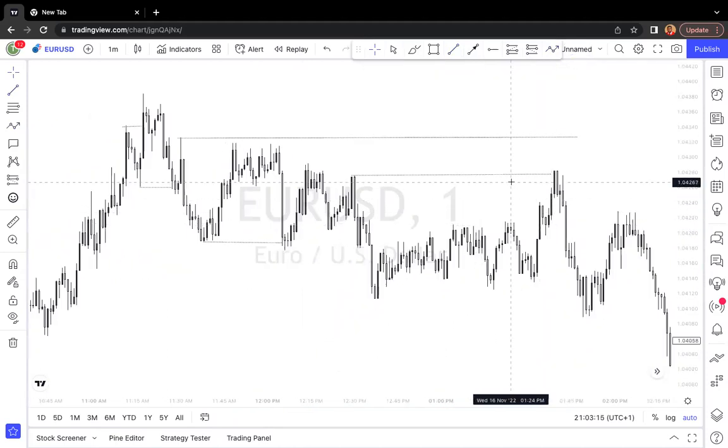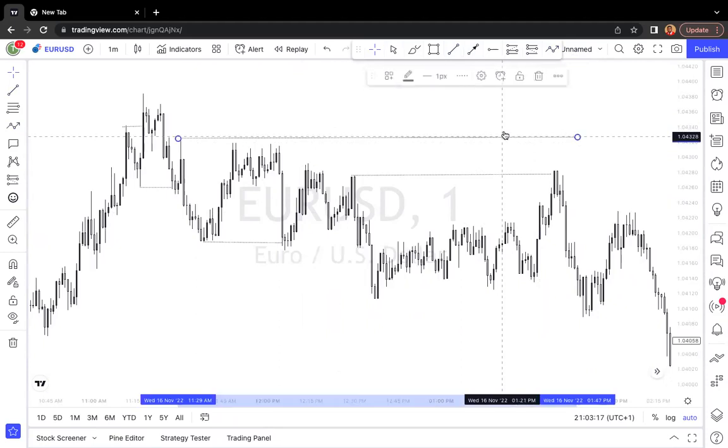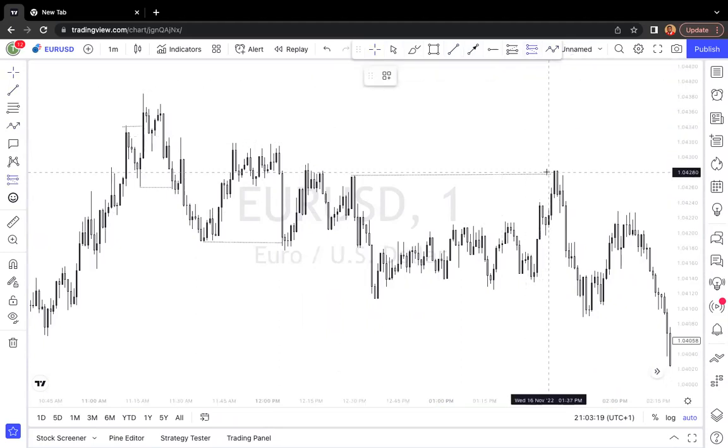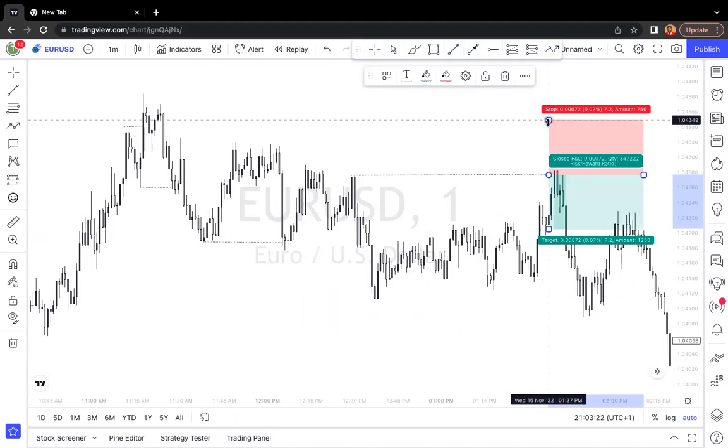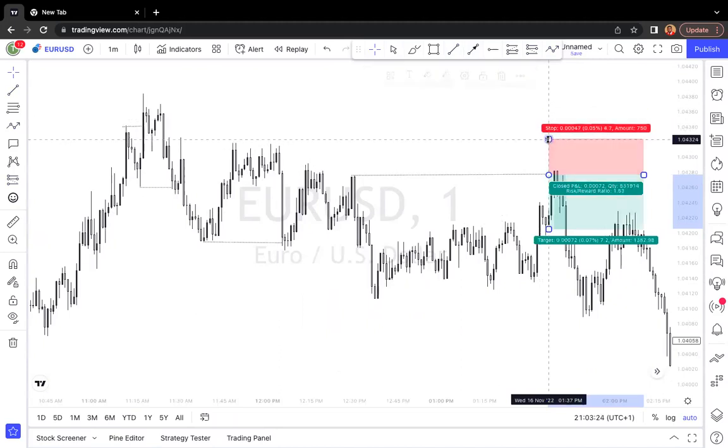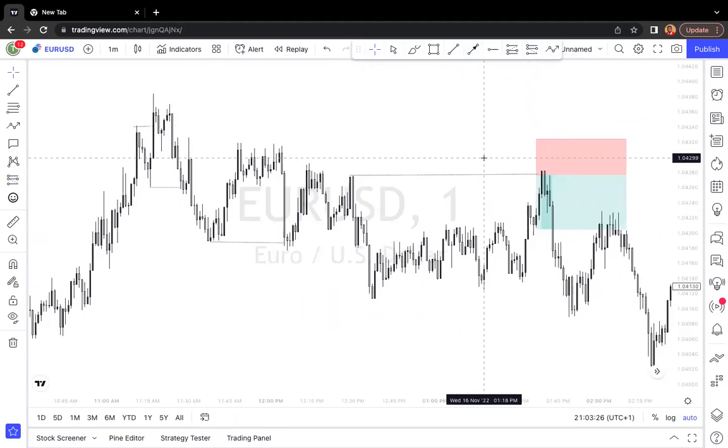Okay. So then I can now be willing to deal from this point. Okay. And then stop losses protecting this high at 4.7 pips. Right? Does that make sense?